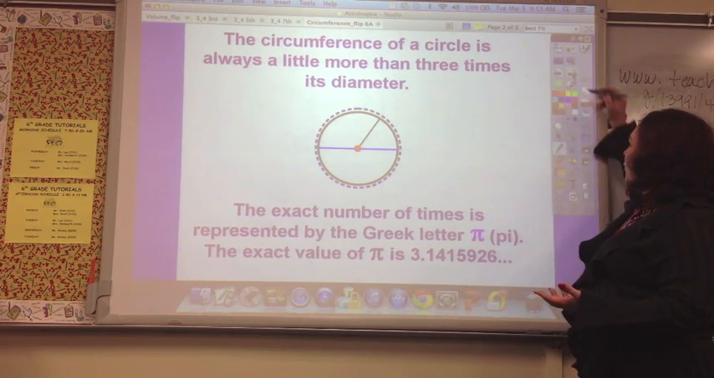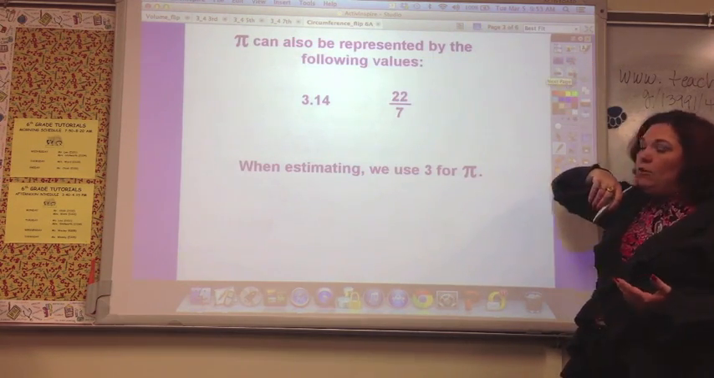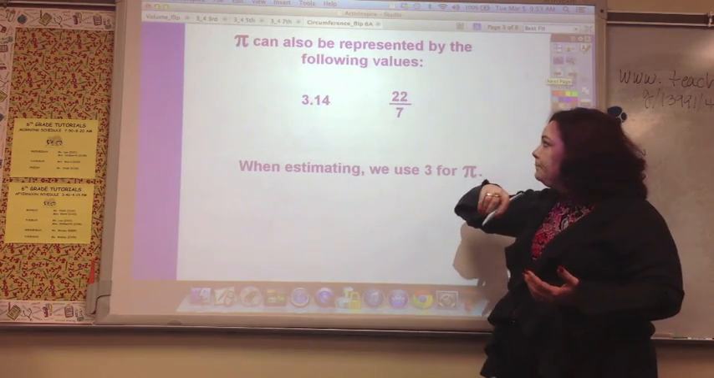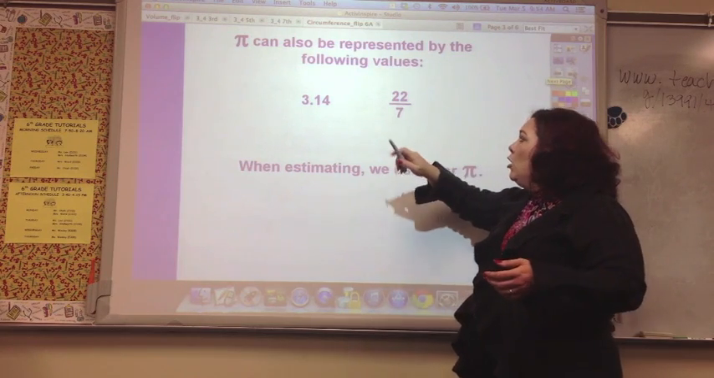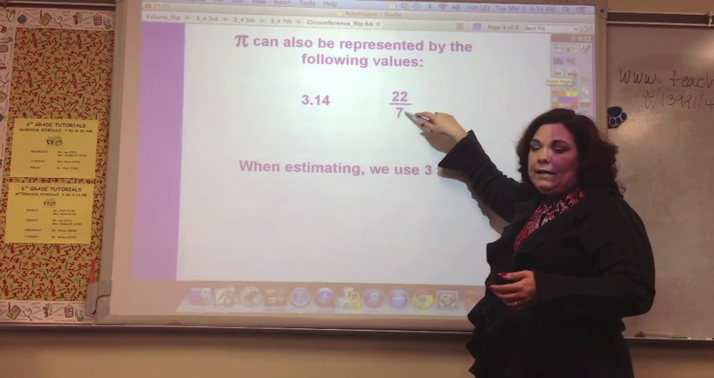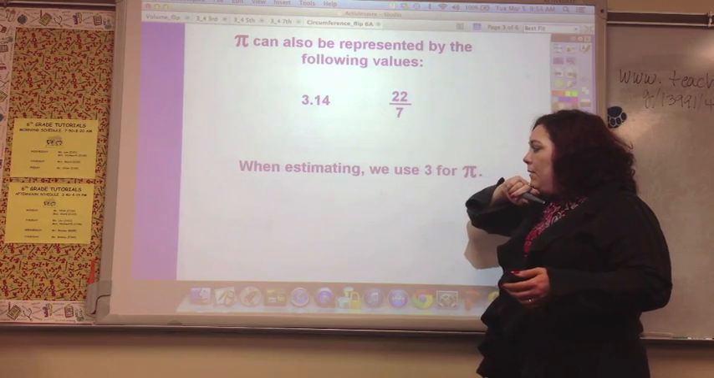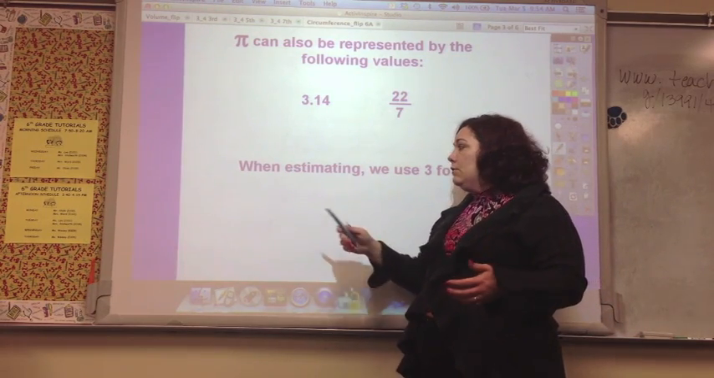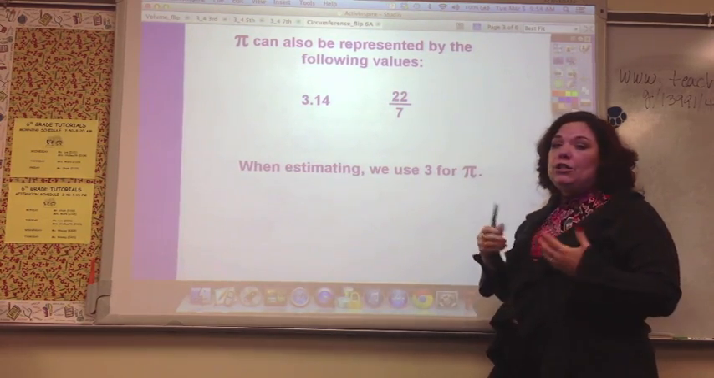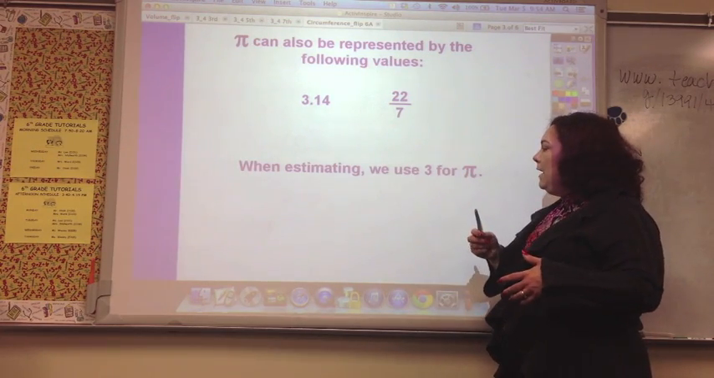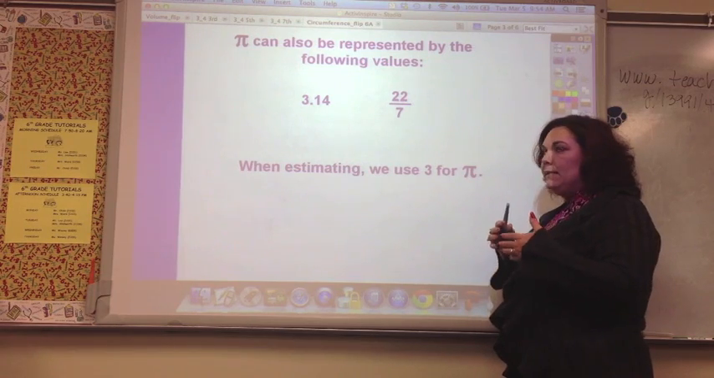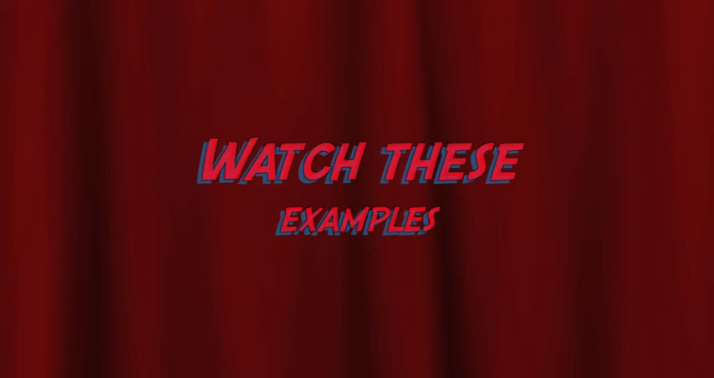So for our purposes, whenever you're talking in terms of pi, you could say 3.14 and just stop it there, or 22/7 as a fraction. But what we use in 6th grade, whenever estimating, we just use 3. So it's a little over 3, 3.14, but we just use 3. 3 makes it real simple to multiply by.